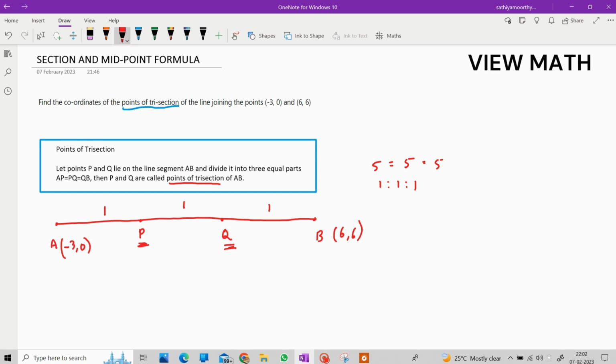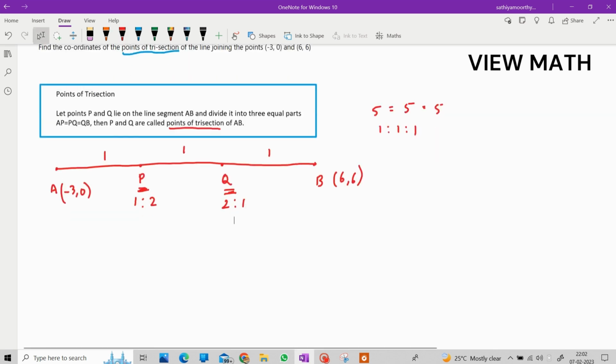So how to find out the ratio in which P divides the line segment AB? On the left side of P there is 1 part and on the right side of P there are 2 parts. So P divides the line segment AB in the ratio 1:2. Now Q divides the line segment AB in the ratio: on the left side there are 2 parts, on the right side there is 1 part. So Q divides the line segment AB in the ratio 2:1. So we can use the section formula to find out the coordinates of P and Q.